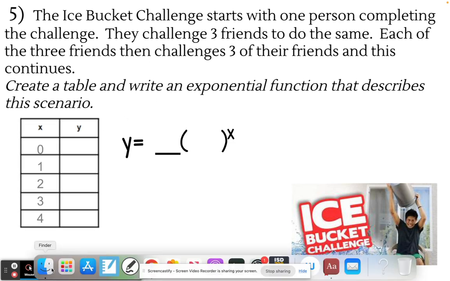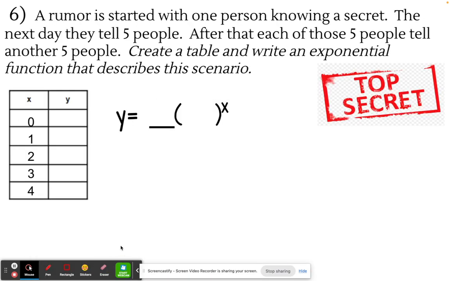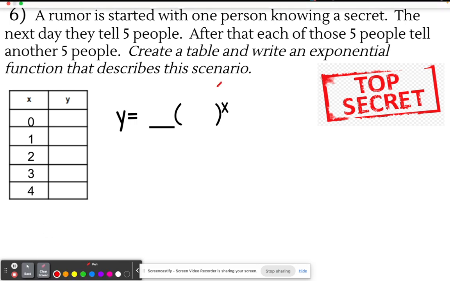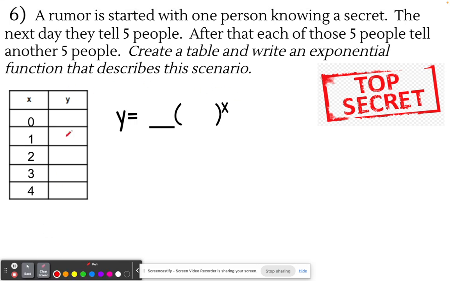I already did my table kind of a little bit more less structured, I should say.